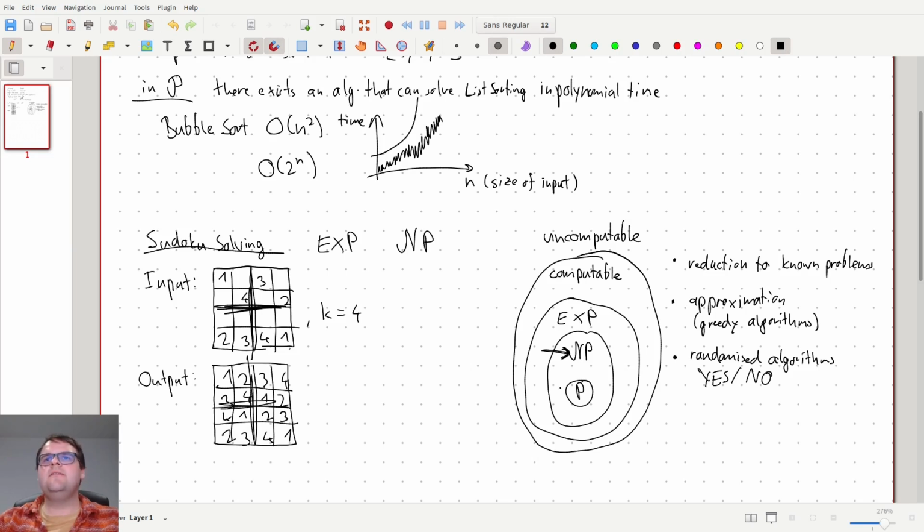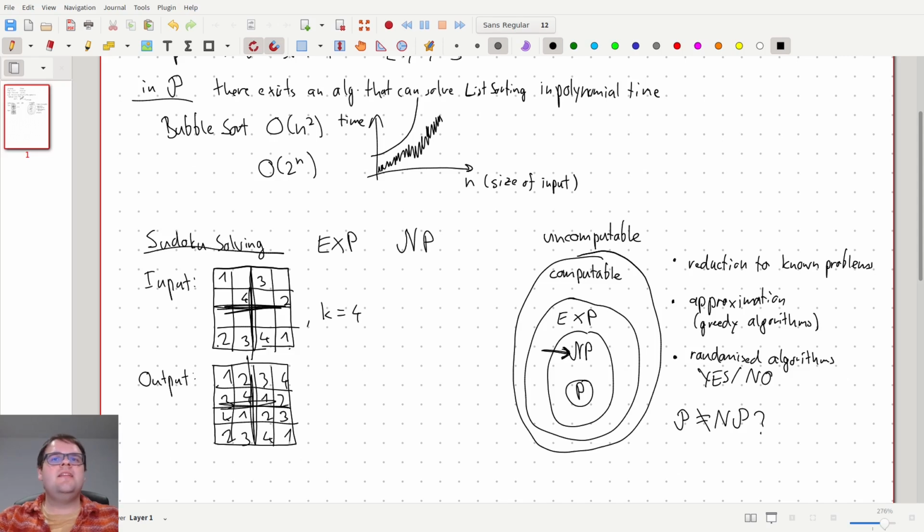So you might ask yourself, well, if we can verify solutions in polynomial time, why can't we also find them in polynomial time? And that's actually an open problem. We don't know if P equals NP or not. We think that probably it's not equal, but we don't know this for sure. This has not been proven. But yeah, that's kind of the idea.